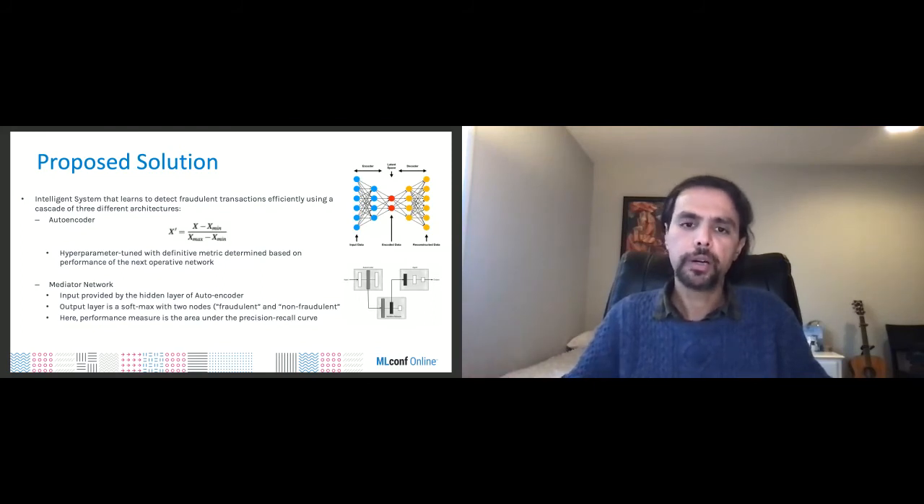Followed by the autoencoder, we have the mediator network. The input to the mediator network is provided by the hidden layer of the autoencoder. The output of the mediator network is simply a softmax with two nodes, basically just to predict whether this transaction is fraudulent or not. And the performance measure that we use here is the precision recall curve.